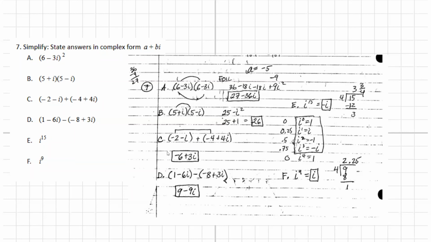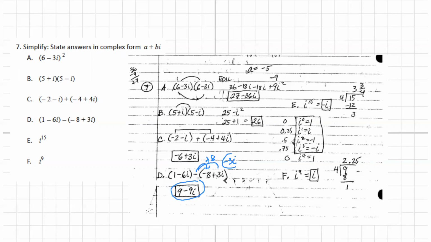This one we're subtracting. For this one, I could have shown a little bit more work. I should have distributed the negative here. This negative times this negative becomes +8. So 1 plus 8 is 9. And then this negative times that negative becomes -3i. So -6i and -3i become -9i. So that is the answer to part D. You could check your work, make sure you did it right.